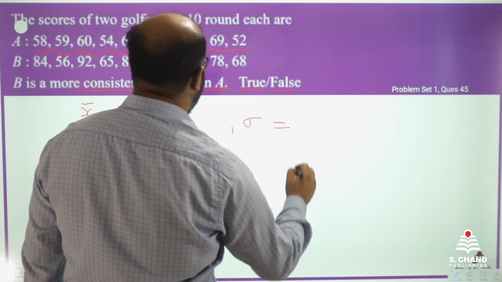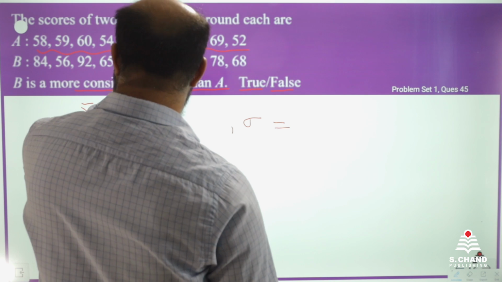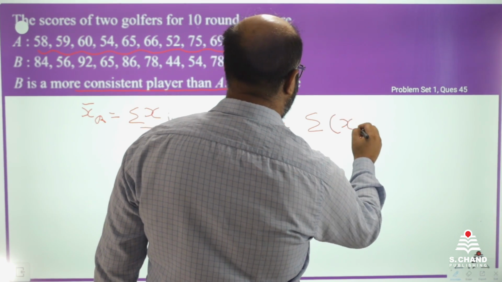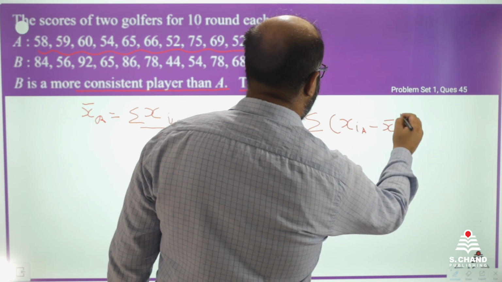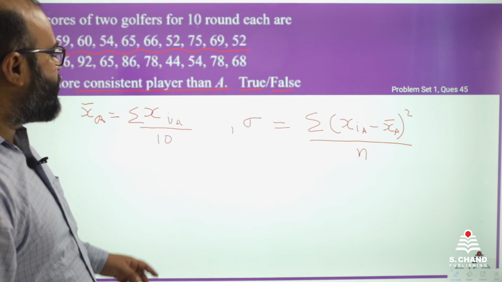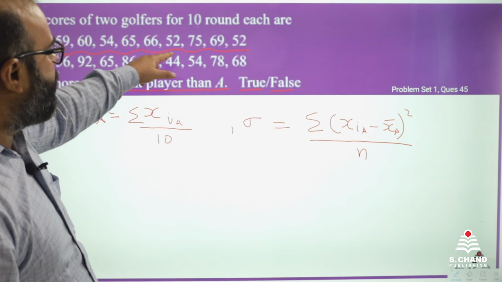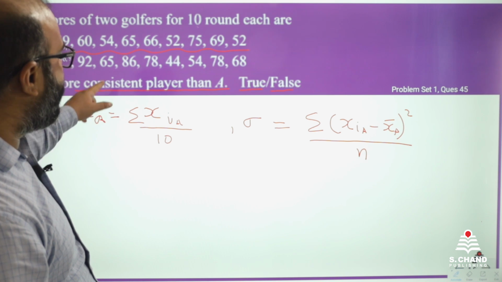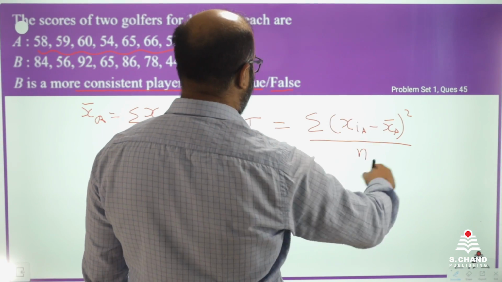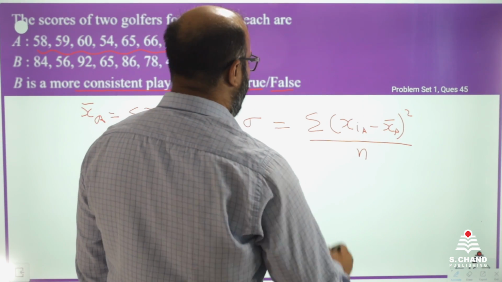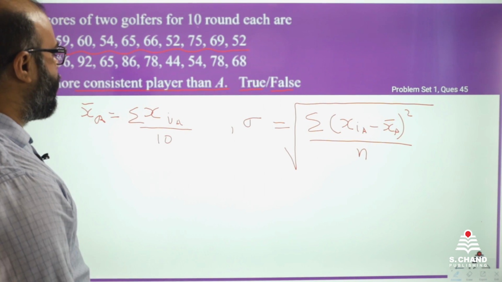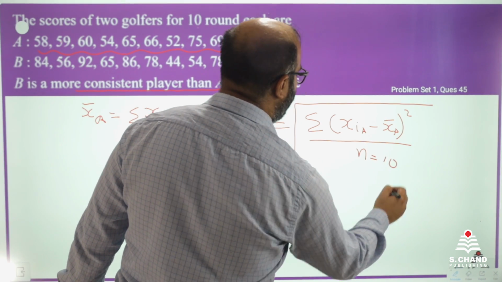Then you find the standard deviation. Standard deviation is sigma of (xi of A minus x mean) whole square by n. The xi of A are all given. You take the mean that you obtained, take the difference and square them, and then you will get the value, that is the variance. And of course you have to take the under root here to get the standard deviation. N is actually equal to 10.